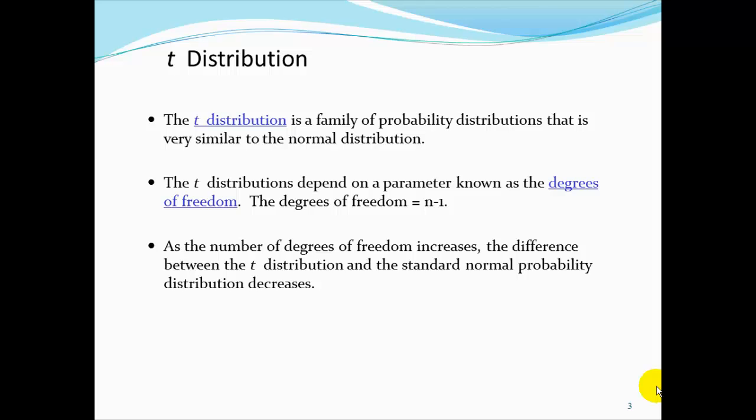The t-distribution is a family of probability distributions that is very similar to the normal distribution. The t-distributions depend upon a parameter known as the degrees of freedom. The degrees of freedom is always equal to the sample size minus 1. As the number of degrees of freedom increases, or the sample size increases, the difference between the t-distribution and the standard normal probability distribution decreases.